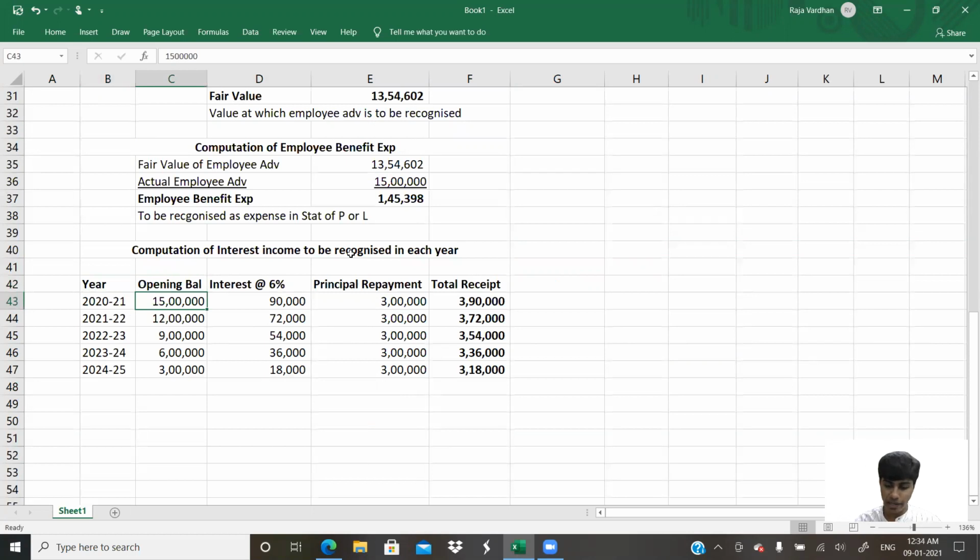So our opening balance here will be fair value. How much of it? 13,54,602. And the interest rate will no more be 6%. Interest rate in this case will be 10%. So here I would have to do 13,54,602 multiplied by 10%. You get that?